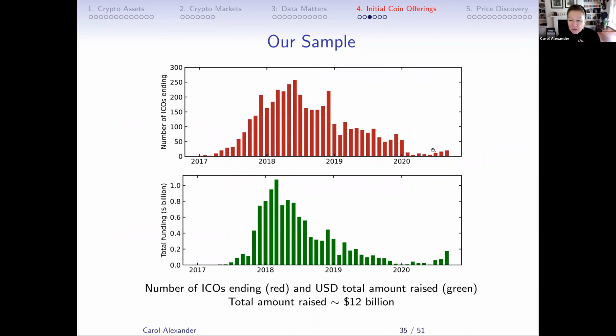Okay, so we've got the sample to the end of 2020, but as you can see, 2020 is not great. Nothing much was happening because of COVID and everything, and also Bitcoin price being crashed in March 2020 did not help. So the number of ICOs ending in 2018 were up to about 200 per month, going down to around 50 or 60 a month in 2019, but then just like 10 a month or so, hardly any.